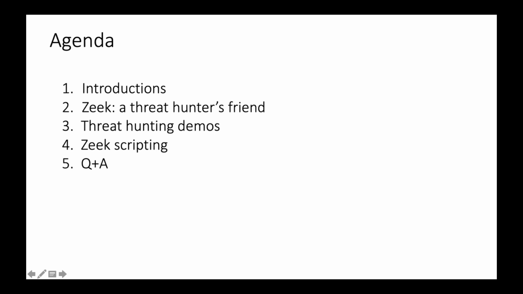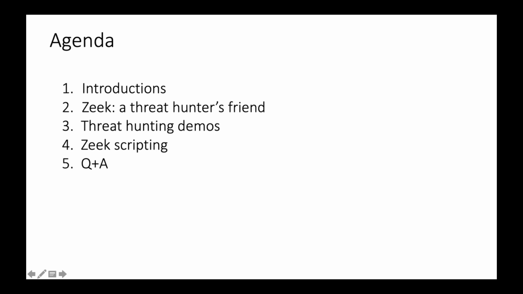Just some agenda here. I'll introduce the speakers on today's presentation. Then we'll look at Zeek and give a Zeek overview and talk about how it can be used in a threat hunting capacity. Then we'll go through some live threat hunting demos with a real SIEM that the Perch guys are going to show you. That'll be a pretty exciting part of this presentation.